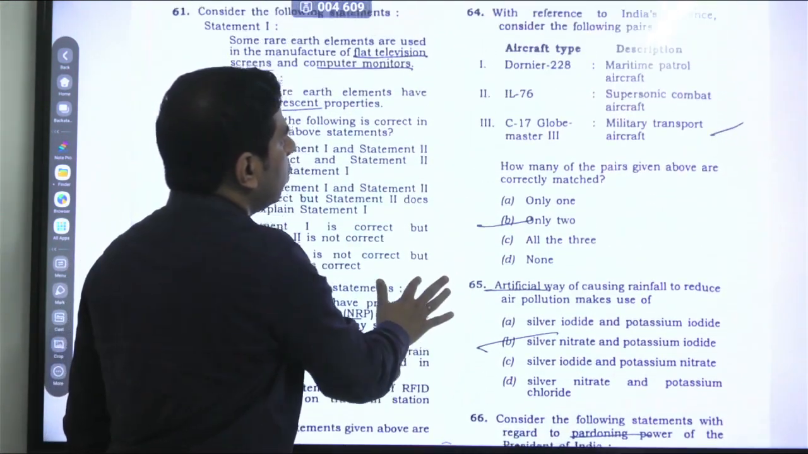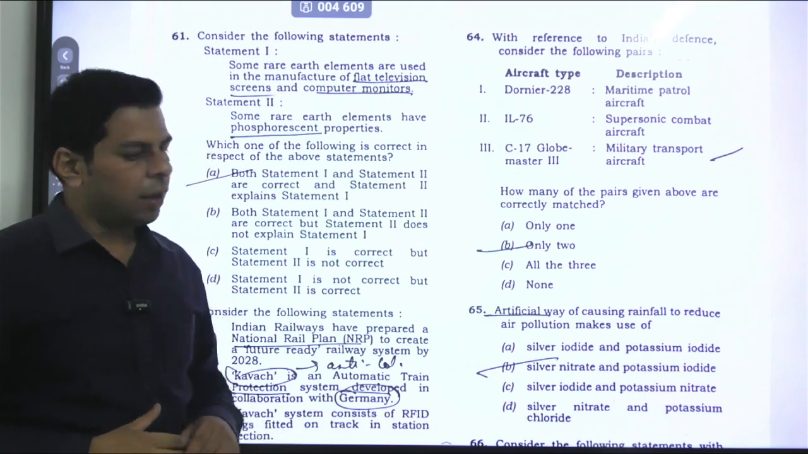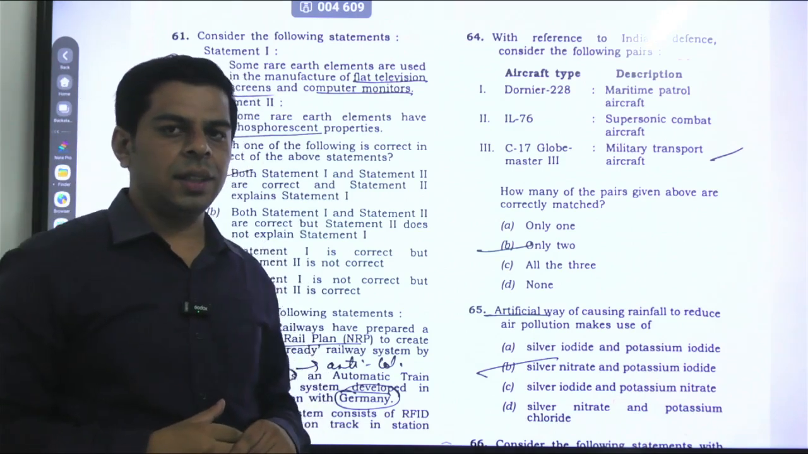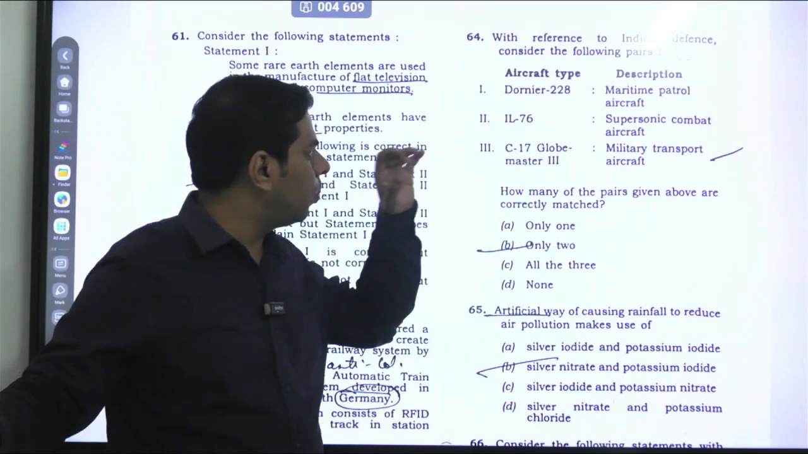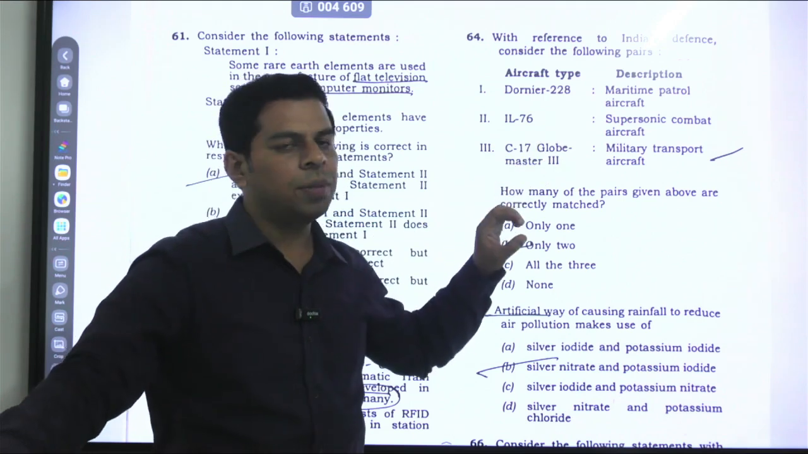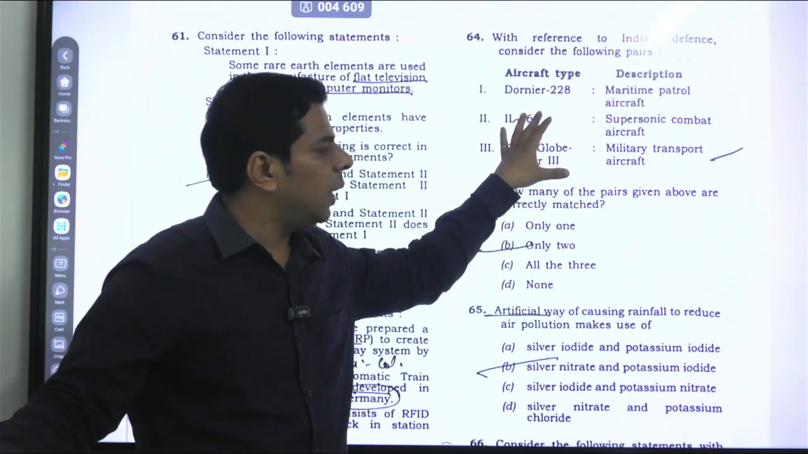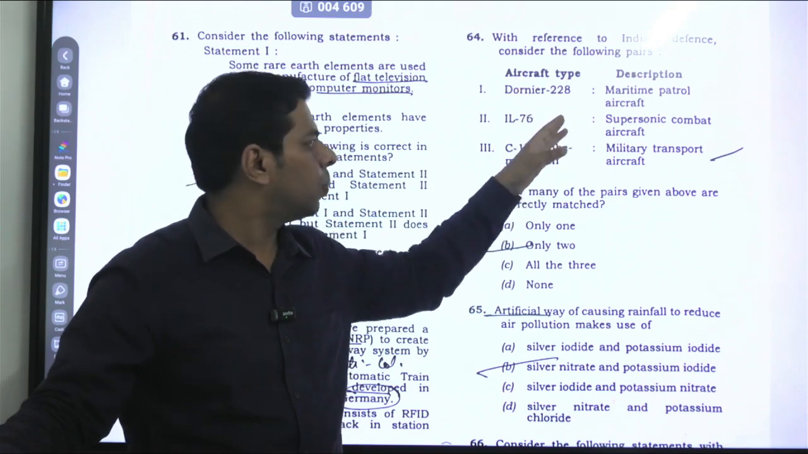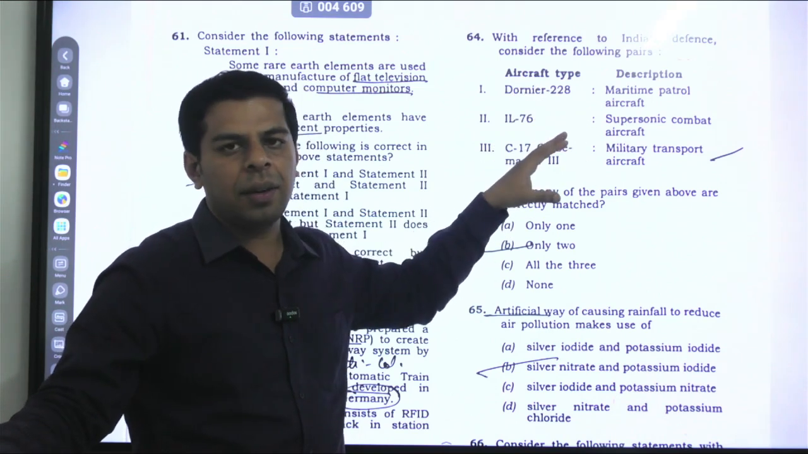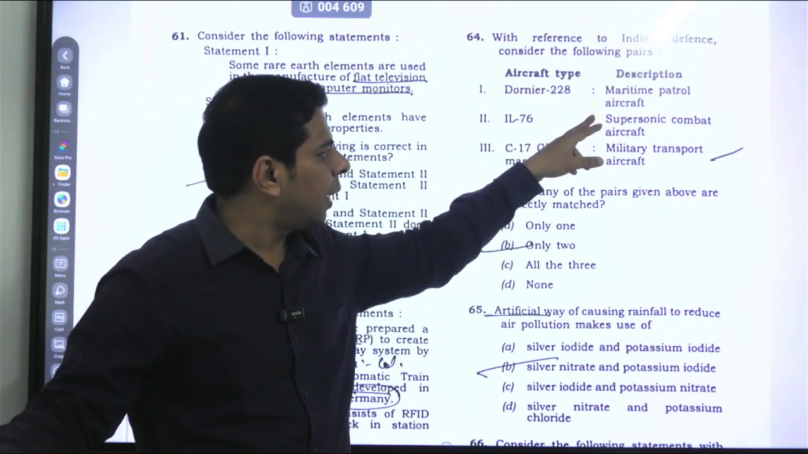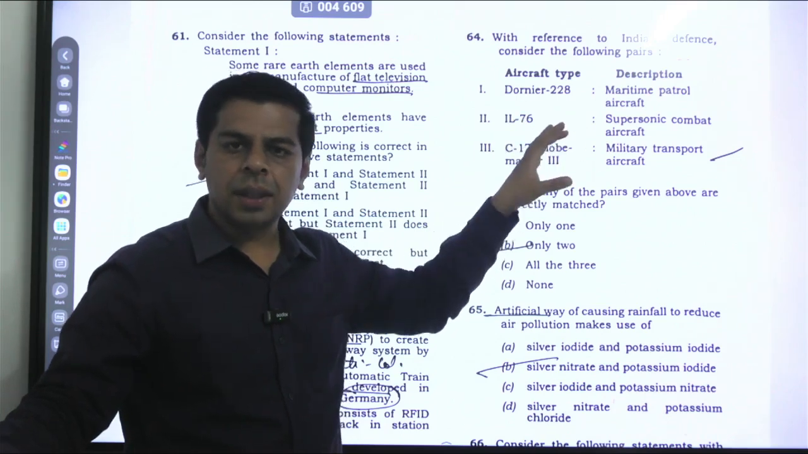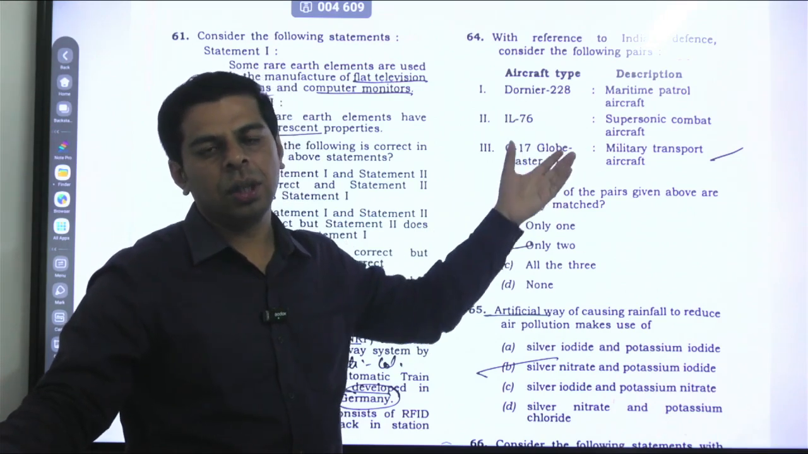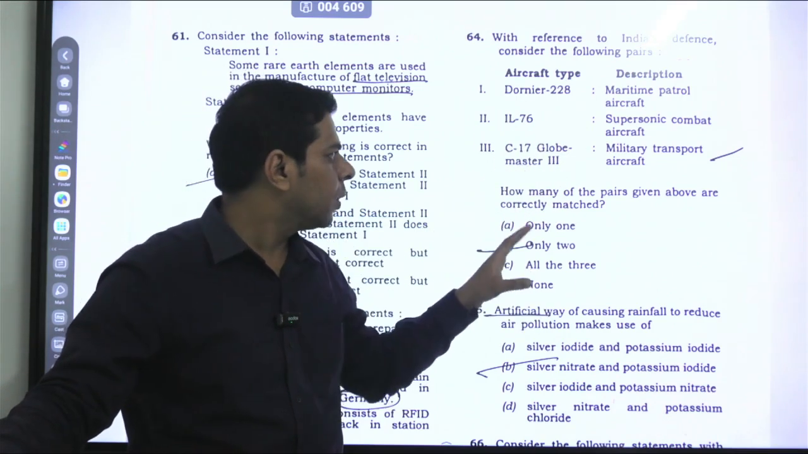Now coming to the 64th question, it has a defense angle, but it's not as easy as it seems. You have to match the aircraft with the description. Dornier 228 is a defense aircraft. At times we try to export or pitch this product in multiple countries. So to say it's the maritime patrol aircraft used by the Navy is correct. The Indian Navy uses such aircraft. The first option is the correct combination.